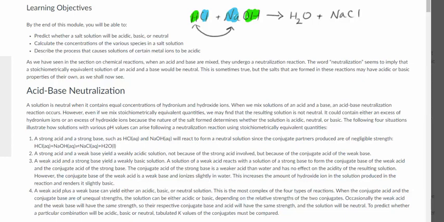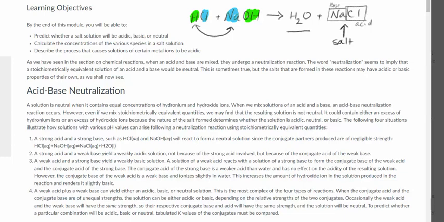Now, when an acid and a base react together, that's called an acid-base neutralization, because we will form water and, again, what's chemically known as the salt. Now, the salt is comprised of the cation from the base and the anion from the acid. So that is the chemical definition.